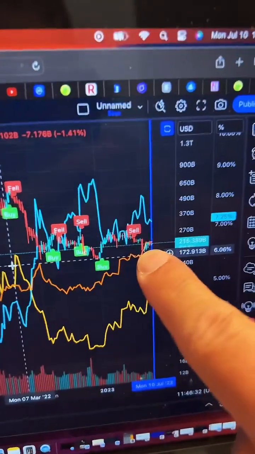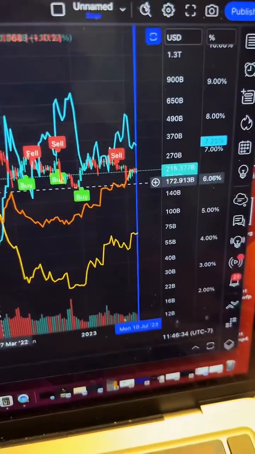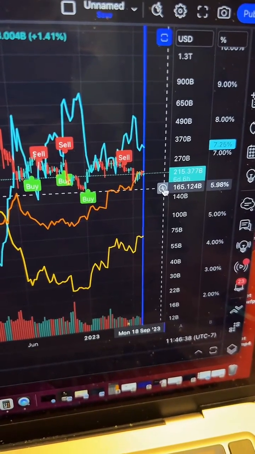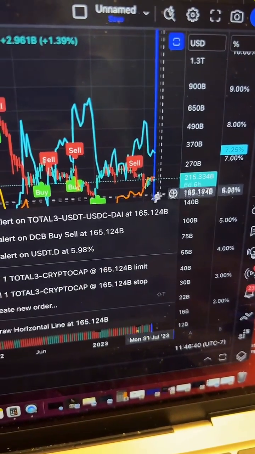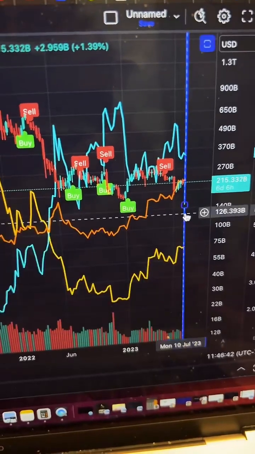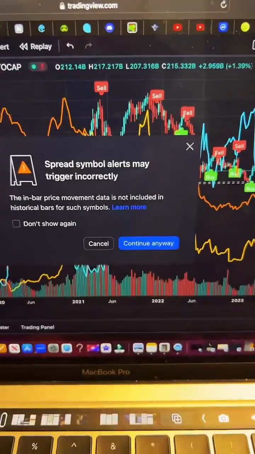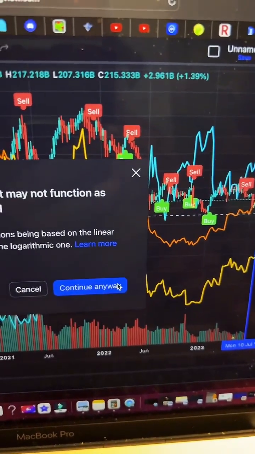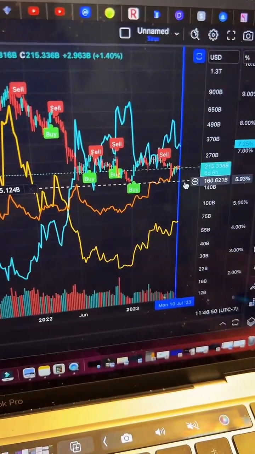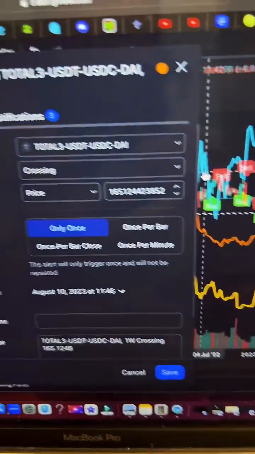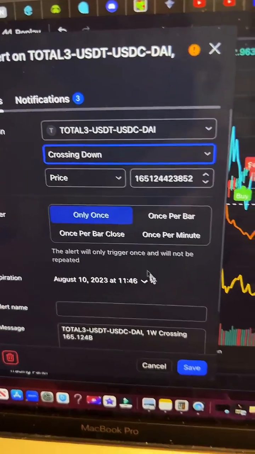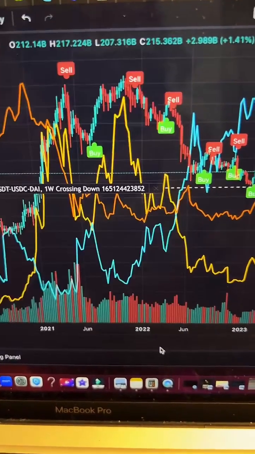Altcoins bleeding. So if altcoins break this, I'm going to put it about right here. I'm going to set an alert, so I get a real-time notification on my phone and on my computer, if Total 3, the way I set it up, crosses down below 165 billion.